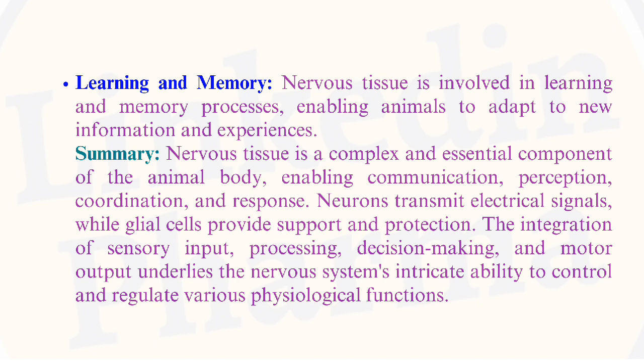Neurons transmit electrical signals, while glial cells provide support and protection. The integration of sensory input, processing, decision-making, and motor output underlies the nervous system's intricate ability to control and regulate various physiological functions.